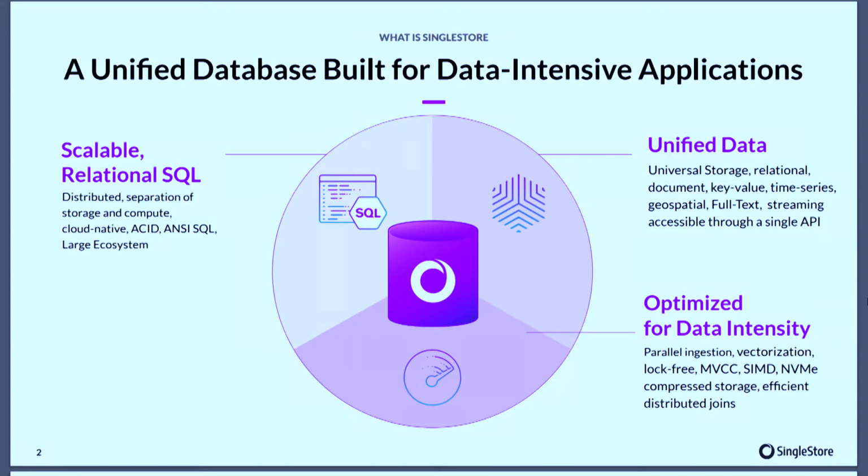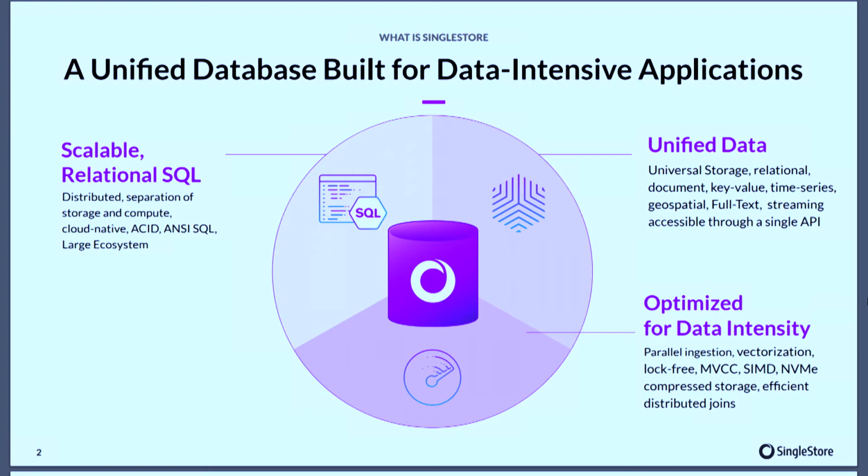SingleStore is a unified database built for data-intensive applications. And it does this by providing three key capabilities. It's a scalable relational database, meaning you get the familiar capabilities of ACID and ANSI SQL and a large ecosystem of tooling, combined with a distributed cloud-native storage architecture that provides high availability and the ability to scale online as you need it, and now with the separation of storage and compute.